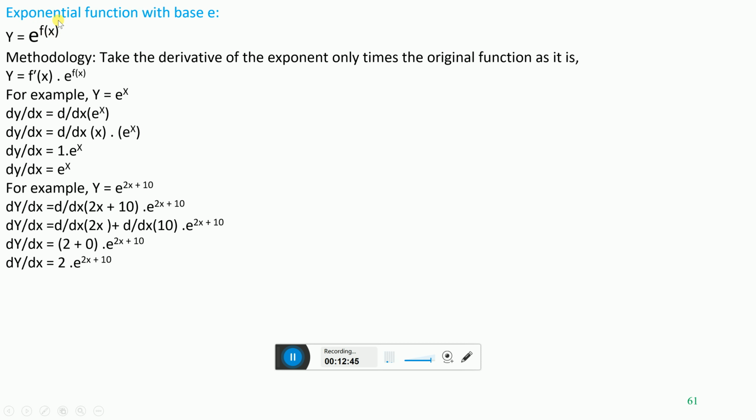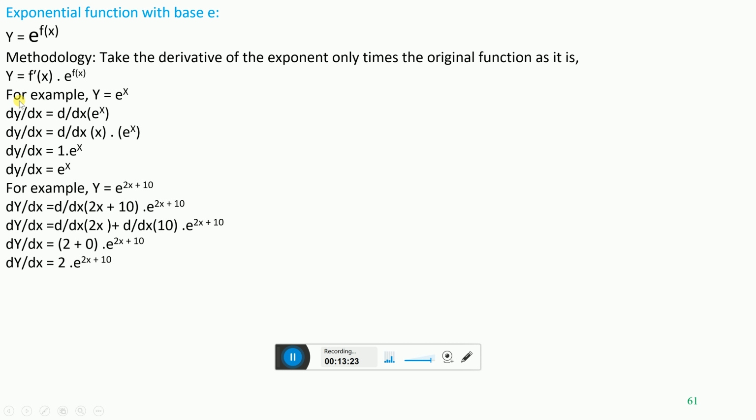This is the standard, general form. So f of x is a function and f prime of x is its derivative. And I will write in multiplication form the original function as it is. The dot represents times, meaning multiplication. Repeat the original function as it is. So the original function is e raised to the power f of x. I am repeating again, e raised to the power f of x. So this is the derivative of those functions which carry base e.